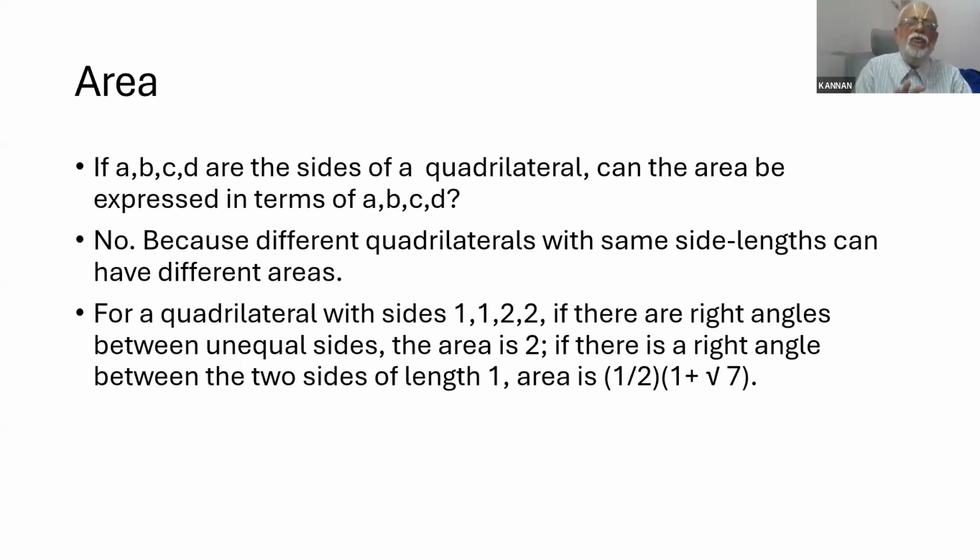Now I am asking a question in general. If A, B, C, D are the sides of a quadrilateral, can the area be expressed in terms of A, B, C, D? I already mentioned it. Now I am mentioning it in a different way. The answer is no. Just by knowing the sides, how can you tell the area? Because different quadrilaterals with the same side lengths can have different areas. That's what we saw in this example also.